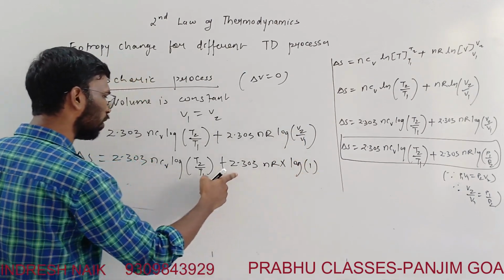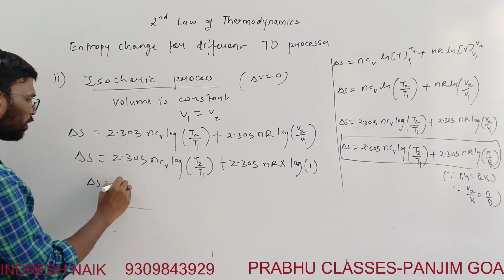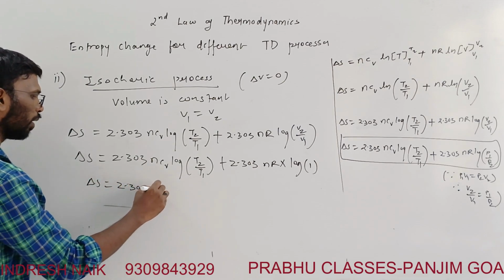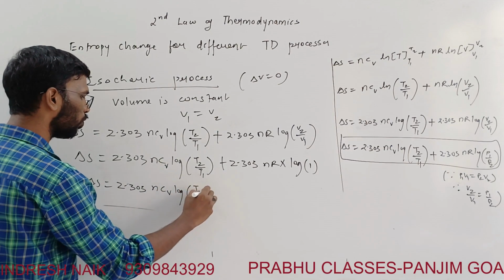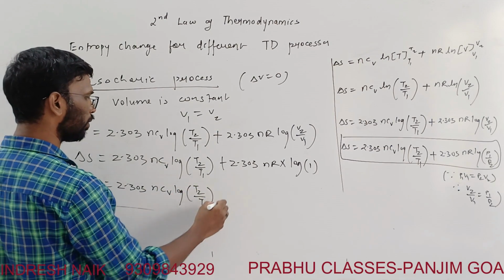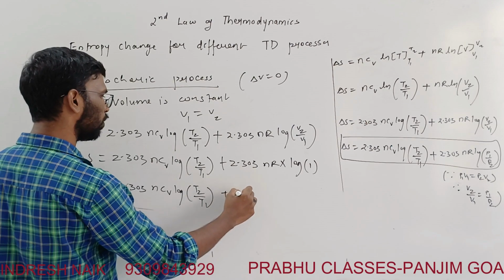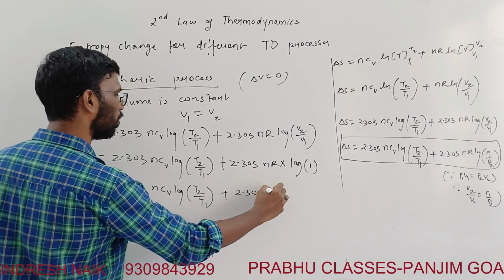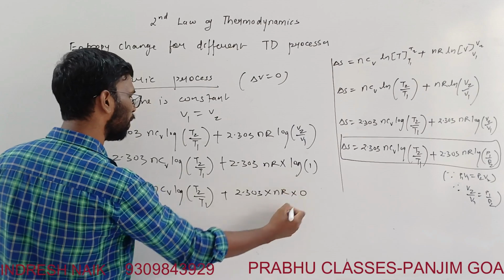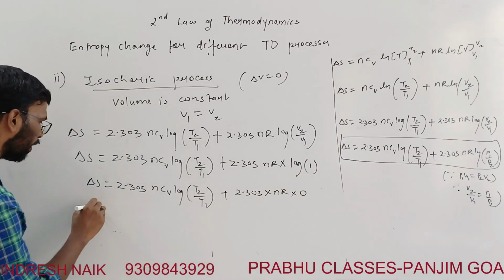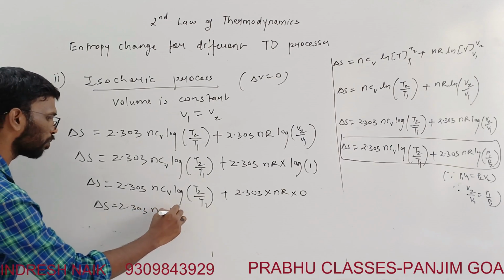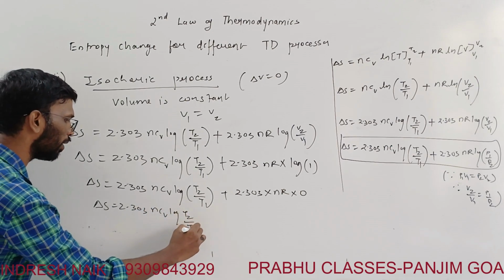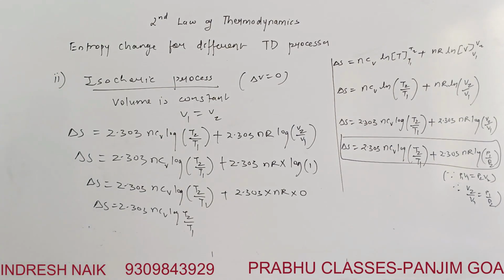So the whole of this term will change to 0. So delta S is equal to 2.303 nCv log of T2 by T1 plus 2.303 nR multiplied by 0. So what do I write? Delta S is equal to 2.303 nCv log of T2 by T1. This is for the isochoric process.